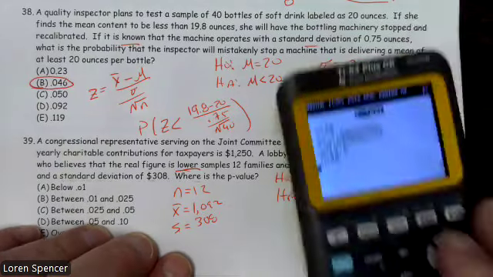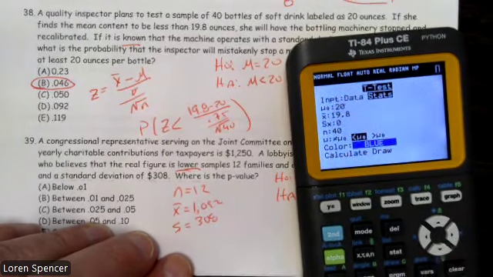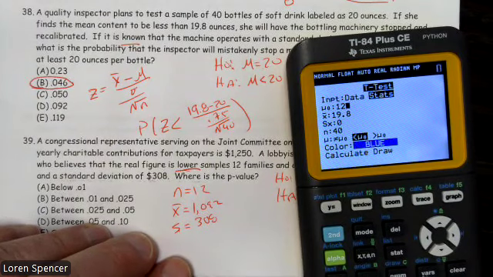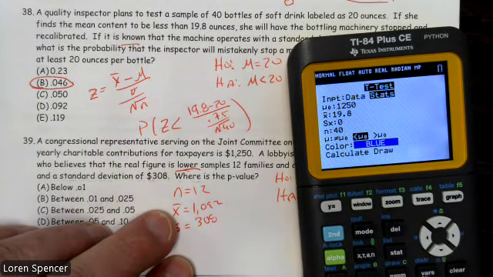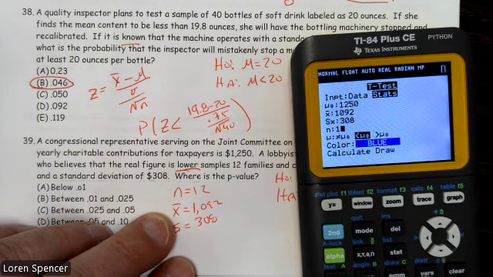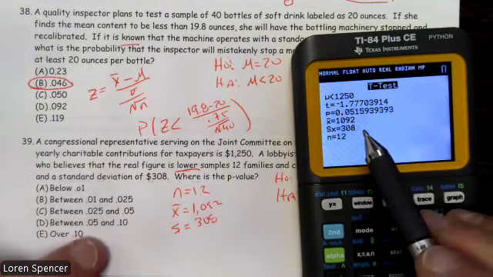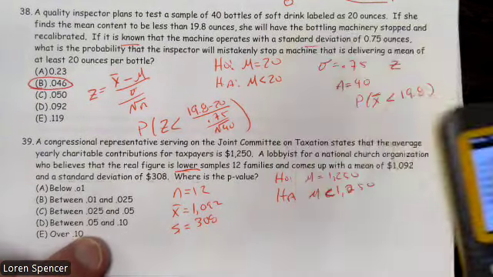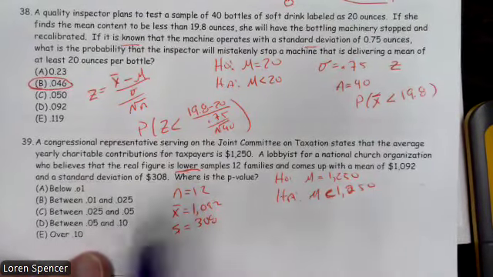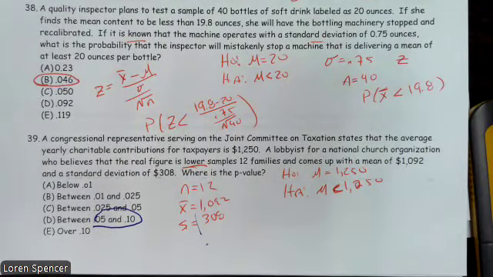Because of the sample standard deviation, we're going to use a t. So we're going to go stat, test, t-test. Mean in this case, 1,250. Sample mean, 1,092. Standard deviation, 308. 12, less than, calculate. And we end up getting a p-value of 0.051. All right. Well, 0.051 falls right here between these two values. So the answer to 39 is D.